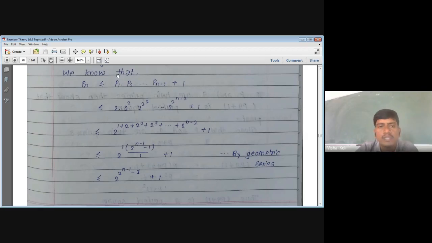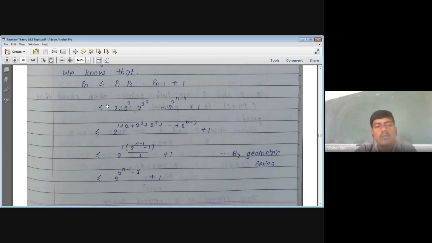But in previous steps, we have proved that P1 is less than or equal to 2. P2 is less than or equal to 2 square. P3 is less than or equal to 2 to the power 2 square, and so on up to Pn minus 1, which is less than or equal to 2 to the power 2 raised to n minus 2, since the result is true for n equal to n minus 1.